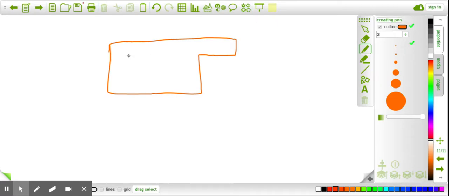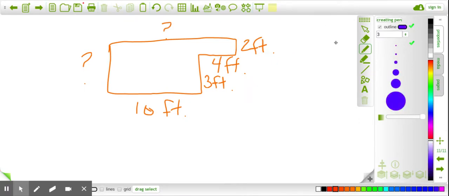If we have an irregular polygon like this, and I have these sides labeled as 10 feet, 4 feet, 2 feet, and 3 feet here. But these two sides are unknown. How can we figure out those unknowns?